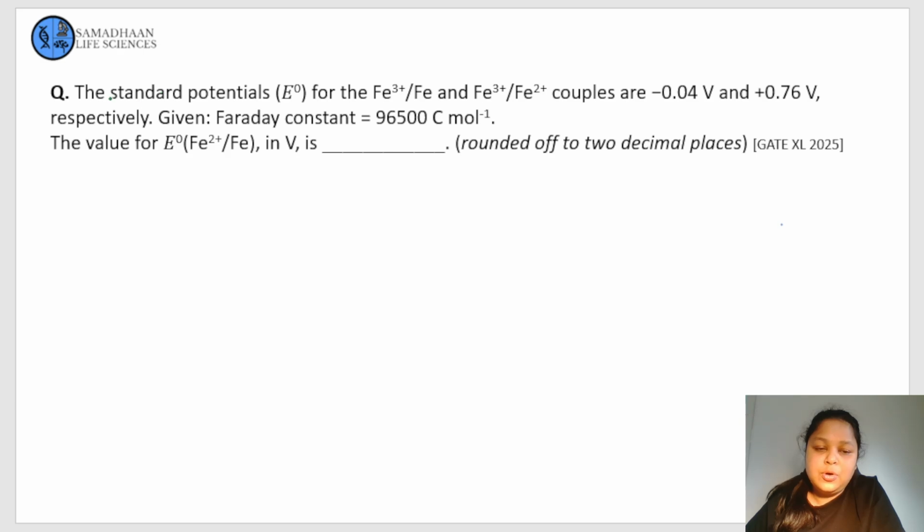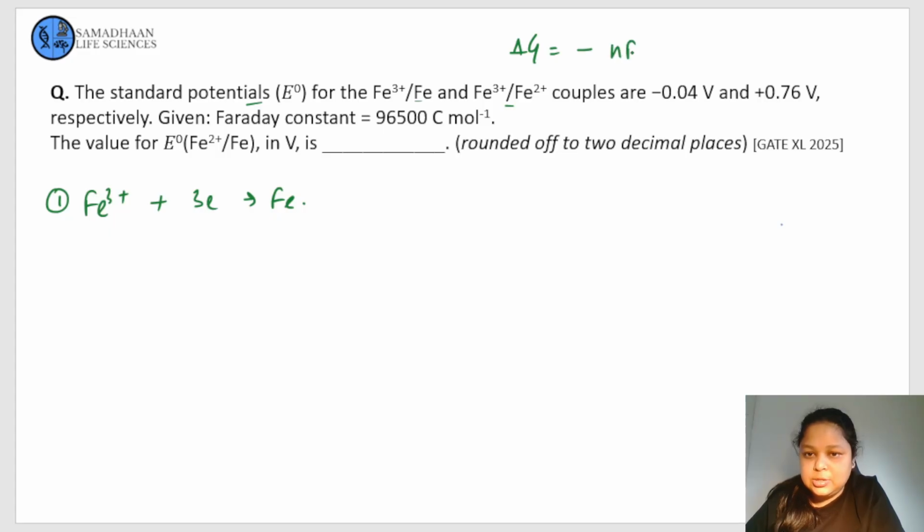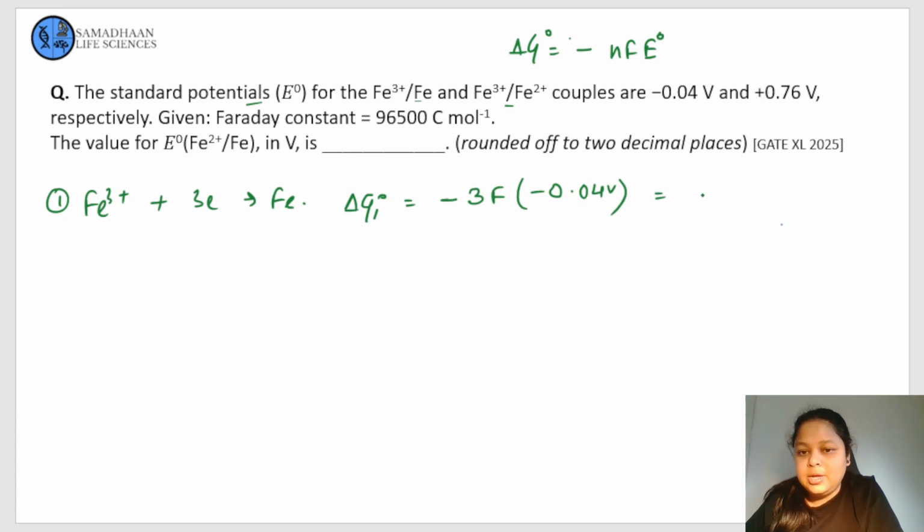numerical problems. So in this question, standard potentials for two systems are given. In the first system we have Fe3+ plus 3 electrons to form Fe. E naught values are given, and we already have the equation delta G is equal to minus nF E naught. So we can calculate delta G1 naught is equal to minus n, which is 3, the number of electrons transferred here, into F into minus 0.04 volt from here, right? So minus, positive 0.12 into F.